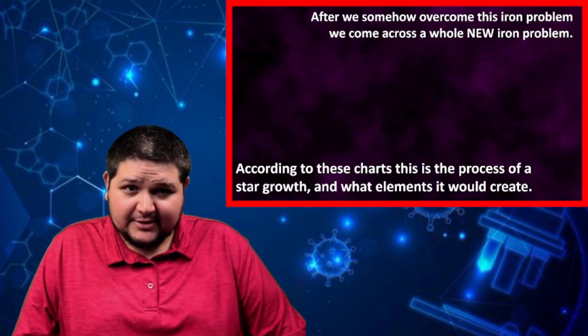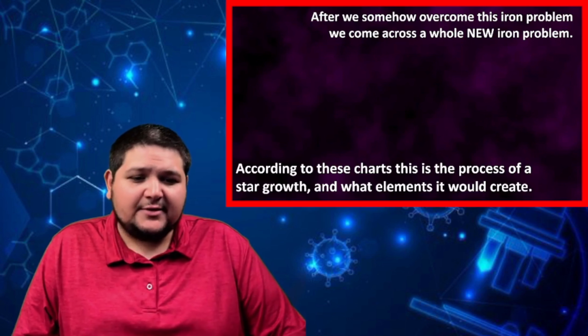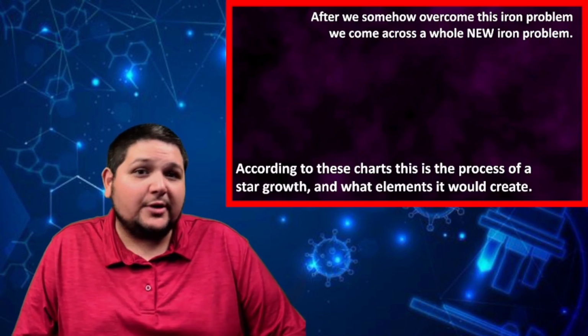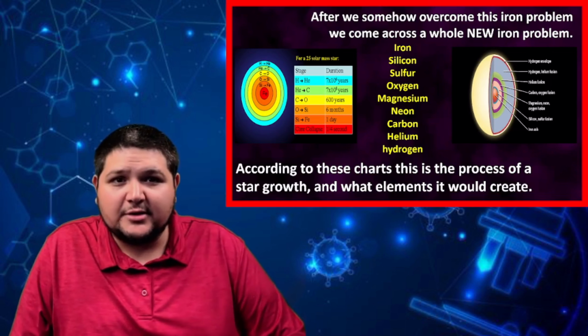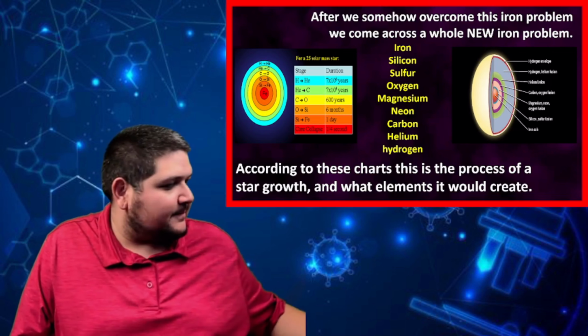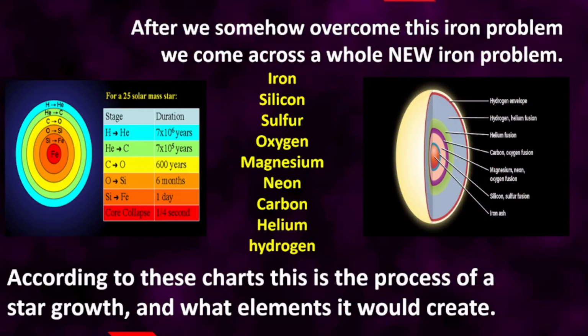According to these charts that I'm about to show you, this is the process of a star's growth and what elements it would create. I'm going to go ahead and blow this slide up so you can look a little bit closer and get the details if you want. So, we get iron, silicon, sulfur, oxygen, magnesium, neon, carbon, helium, and hydrogen from a star, but you have to have iron to start the star.